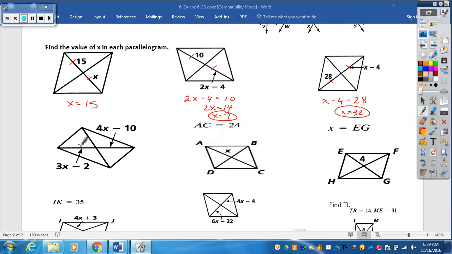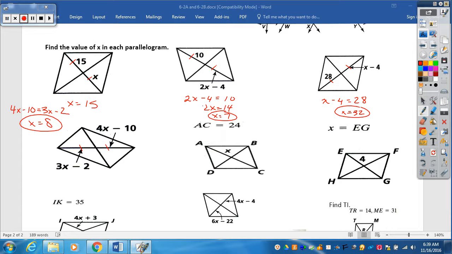All right. Looking at the next one, again, the diagonals bisect each other, so we get the equation 4x minus 10 is equal to 3x minus 2. If I go ahead and subtract 3x from both sides, I just get x. If I add 10 to both sides, I get 8. So I know x is equal to 8. Now again, you can plug this back in. 3 times 8 is 24 minus 2, that's 22. Over here, 4 times 8 is 32 minus 10, that's also 22. Just another way of double checking yourself.